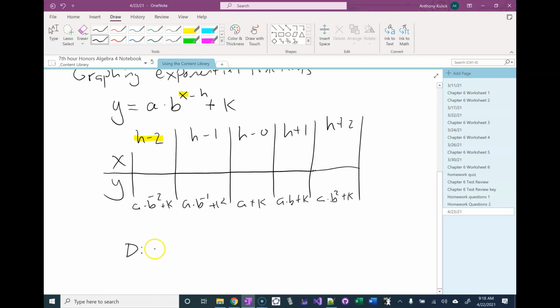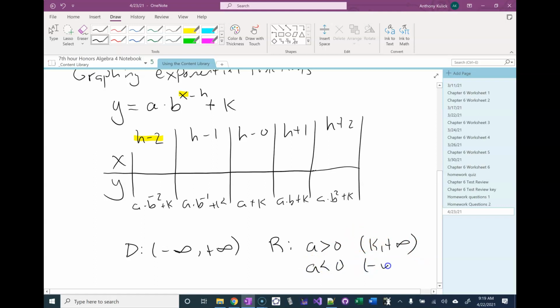The domain for exponential functions is always all real numbers. And the range is one of two situations. So if the a value is positive, it's going to be k to positive infinity. Note that that's a parenthesis on both ends. And if the a is negative, it's going to be negative infinity to k. Again, note that there's a parenthesis on both ends of that interval.